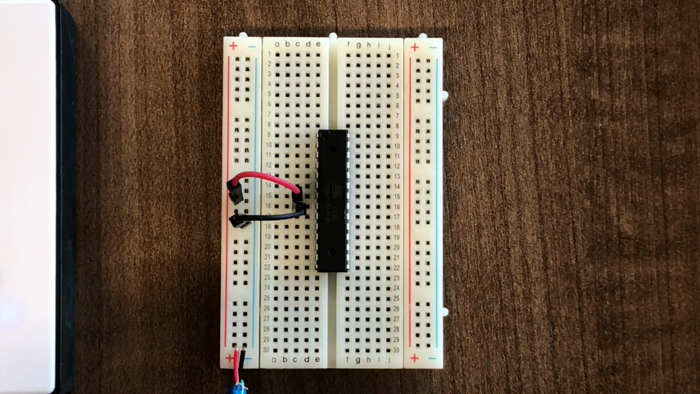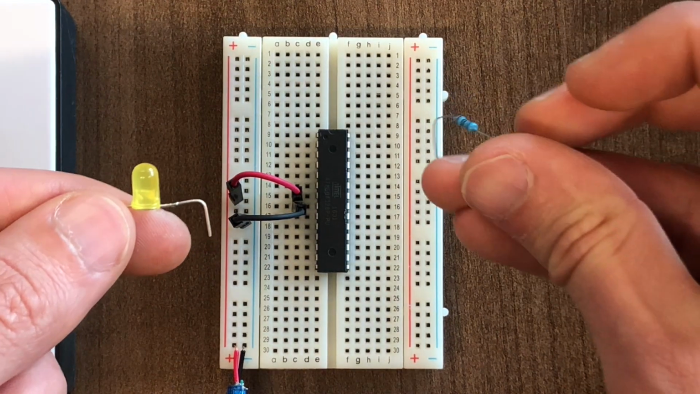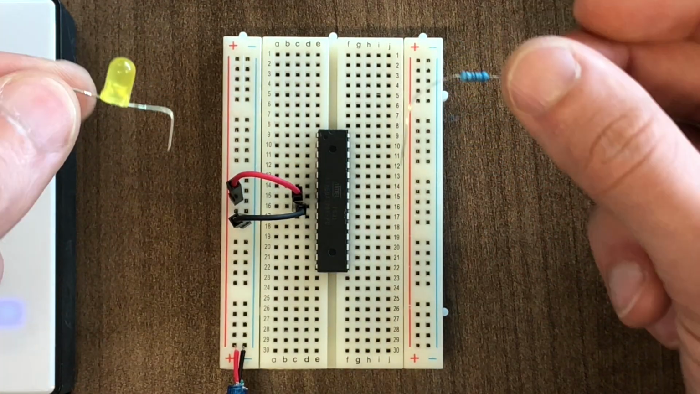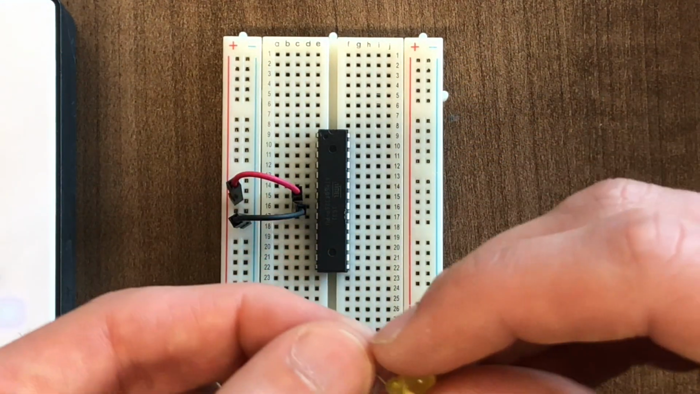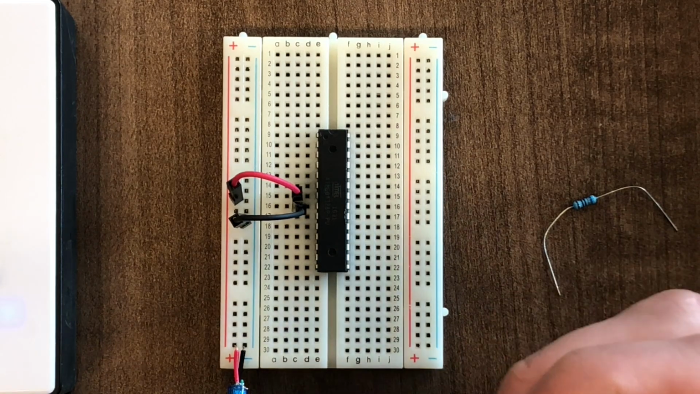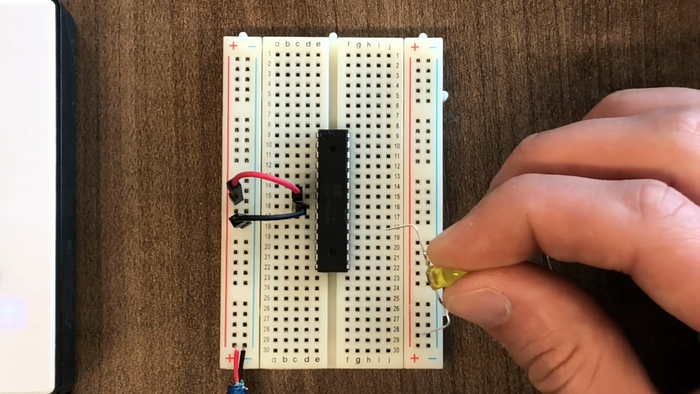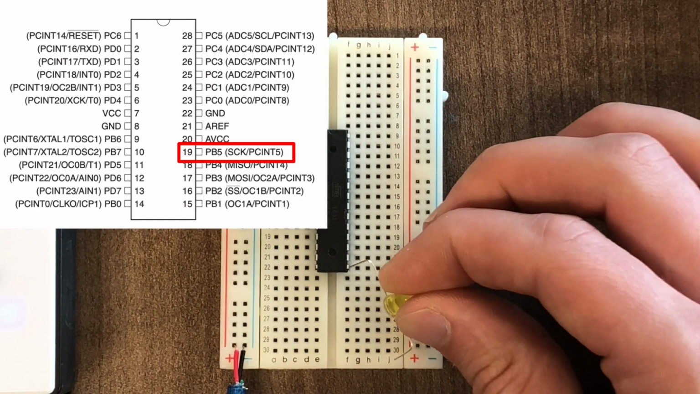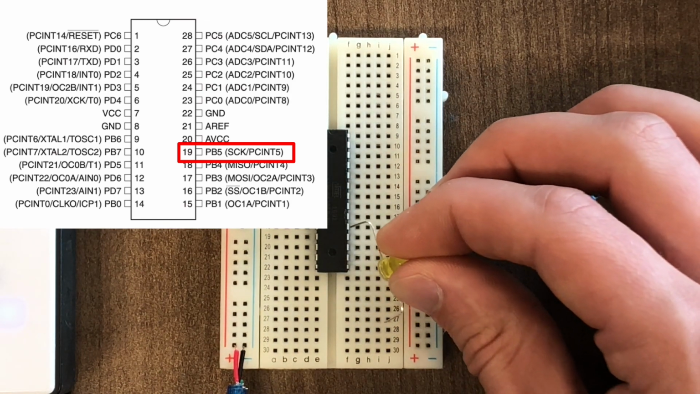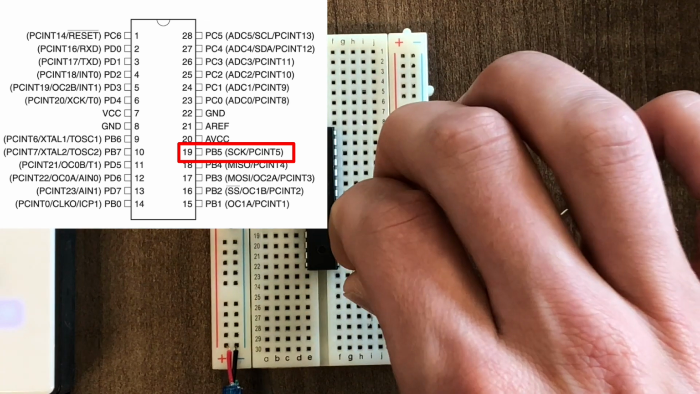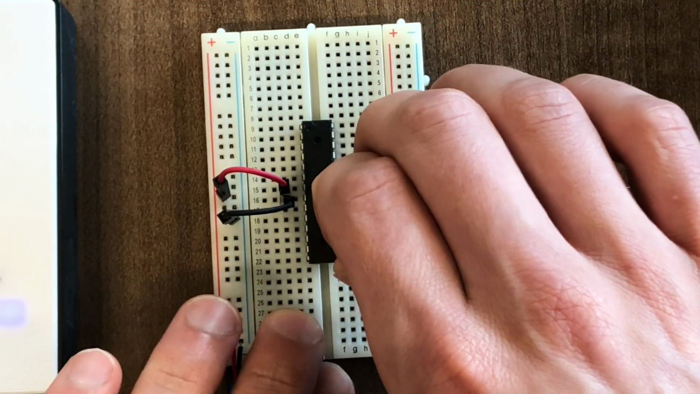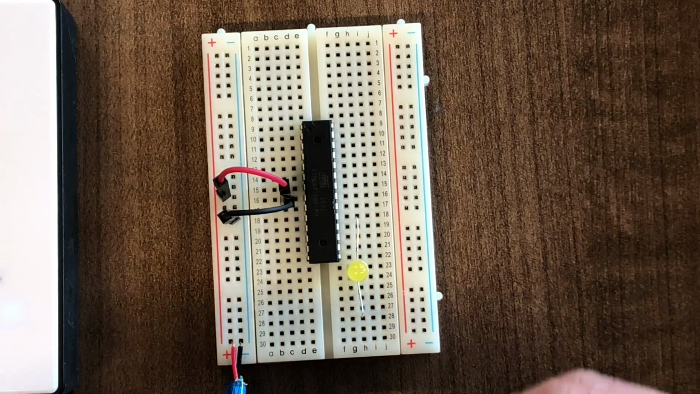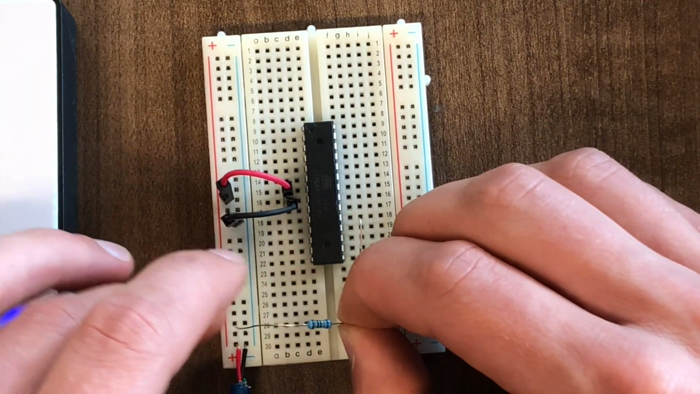Next up is the LED and a resistor. I'm not gonna go into which resistor you need to use with an LED. That's more outside the scope of this tutorial. I do want this to go to pin PB5. PB5 is the fifth one up from the bottom. So 1, 2, 3, 4, 5. Let's just toss this right here. And we'll take our resistor now and bring that over to ground.